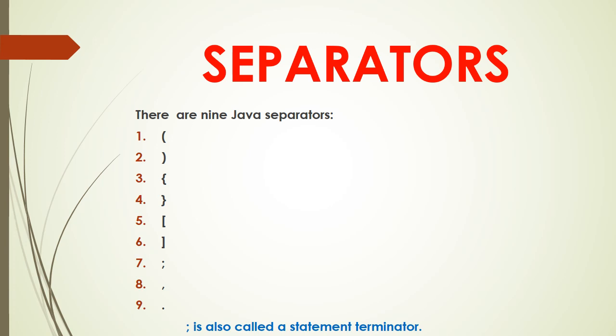This semicolon is also called a statement terminator, because by using this semicolon only you can end any statement in Java. If you want to end any statement in Java, you have to end it with a semicolon symbol. Next one is comma, then last is dot. So these are the total 9 Java separators which we use in our coding.